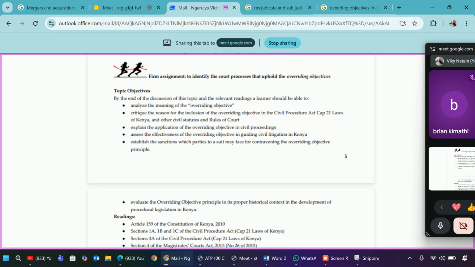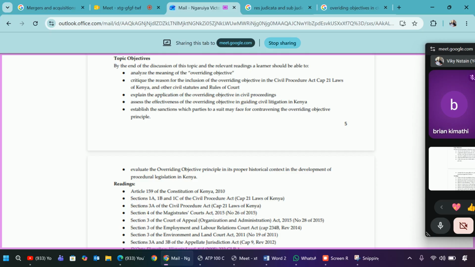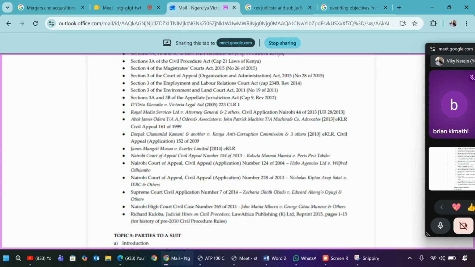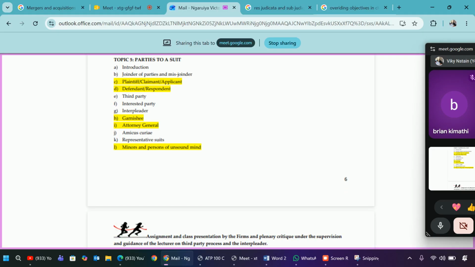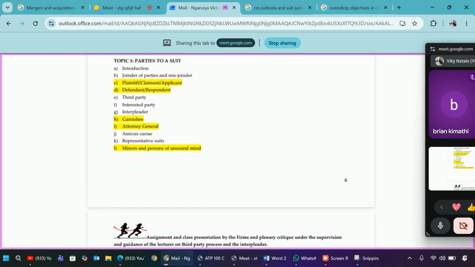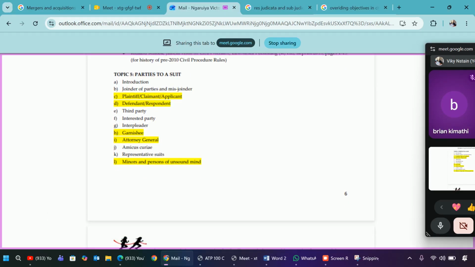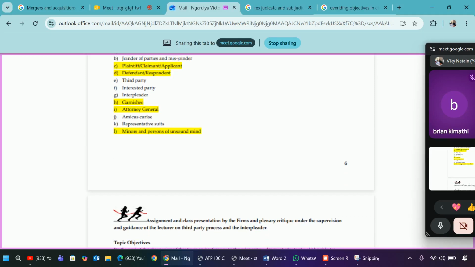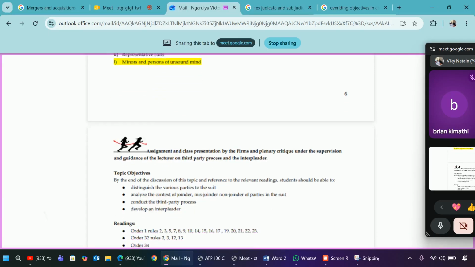Critique the reason for the inclusion of the overriding objective in the Civil Procedure Act. Explain the application of overriding objective in civil proceedings. Then you have topic 5 on parties to a suit. You have introduction, joinder of parties and misjoinders. You have plaintiff, claimant, applicant, defendant or respondent. You have third party, you have interested party, you have interpleader, you have garnishee, you have attorney general, amicus curiae, representative suits, minors and persons of unsound mind.